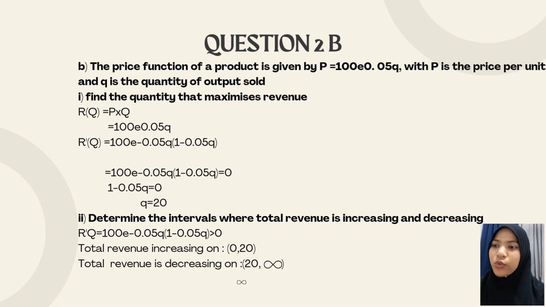For the next part, determine the intervals where total revenue is increasing and decreasing. We get R prime Q equals 100e to the power of minus 0.05q times (1 minus 0.05q), which is bigger than 0. So we get the total revenue increasing on (0, 20), and the total revenue decreasing on (20, infinity).